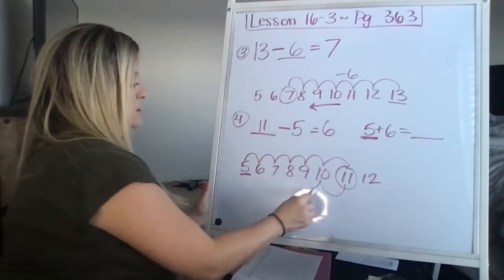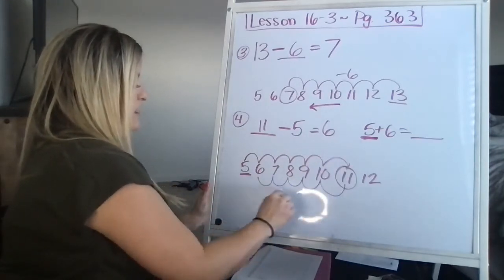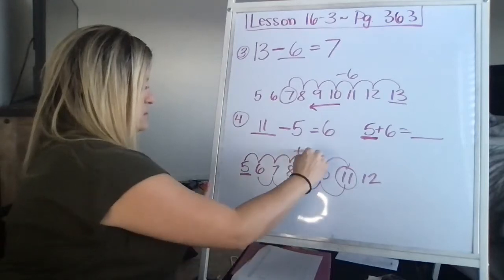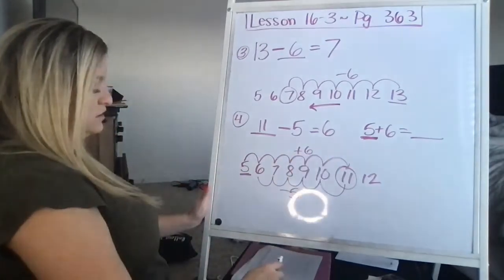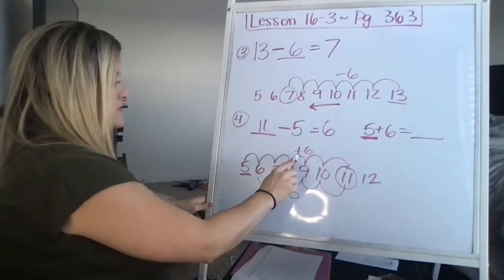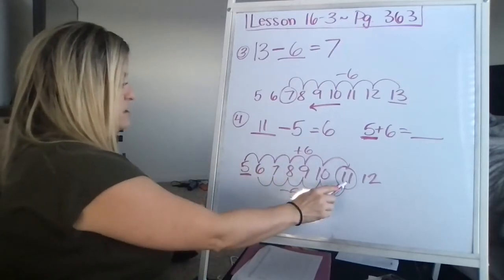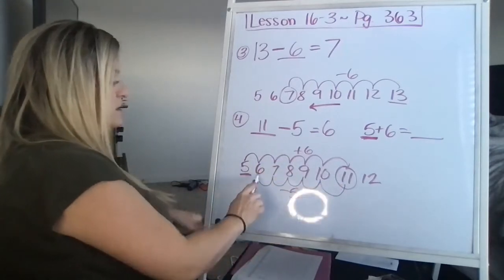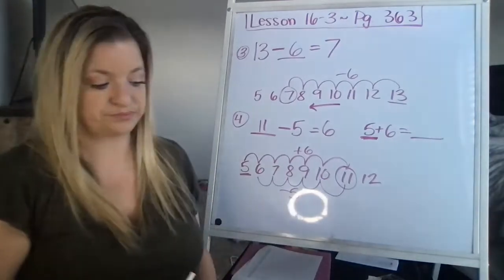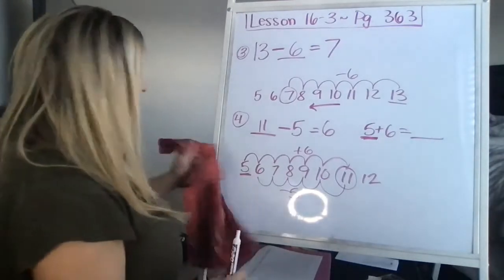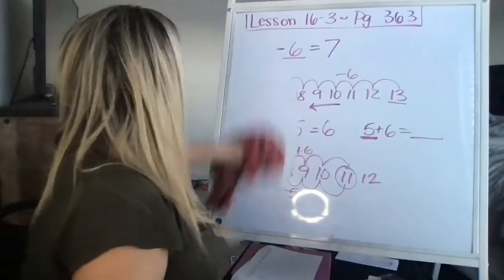So we hop back 5. 1, 2, 3, 4, 5. This is minus 5. This was plus 6. Okay. Here I'm taking 6 jumps from 5 to 11. Here I'm taking 5 jumps back to 6. Both work.